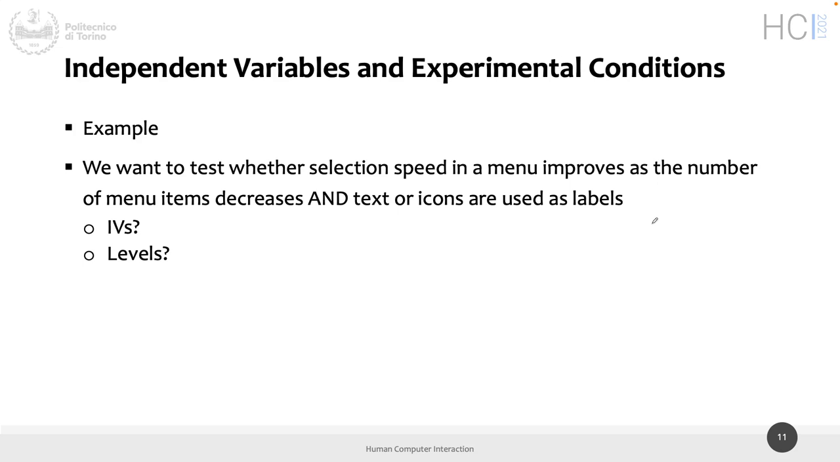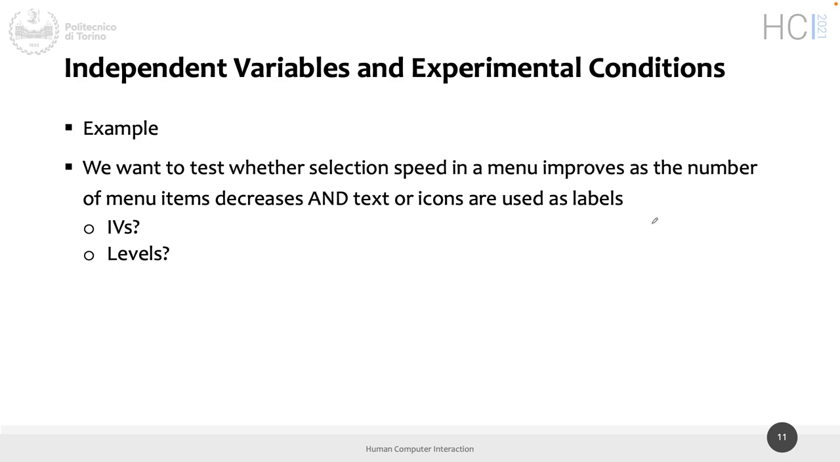And whether text or icons are used as labels in the menu item. So we still have the menus before: 3 item menu, 5 item menu, and 7 item menu. But here we are adding one thing. We're adding a variable. Let's say the content of those items could either be only text, or text plus icon. So we are adding something to the same, single experiment. We are not going to have another experiment with just labels, but we are adding this condition.